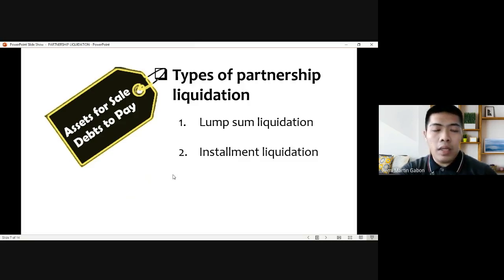Okay, pag utay-utay na pag-realize ng asset, then utay-utay na pagbabayad ng liabilities. Okay, when the partnership is able to realize something, they will pay the liabilities. Then any excess will be distributed to the partners.